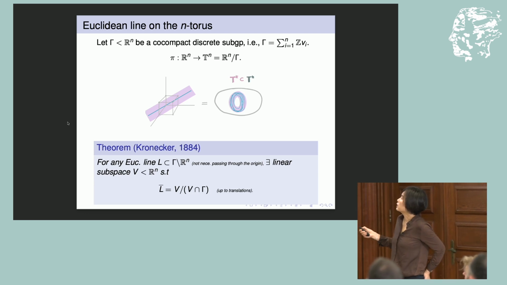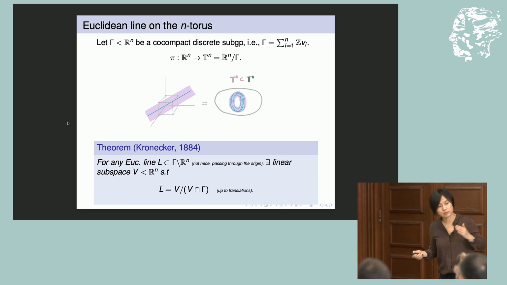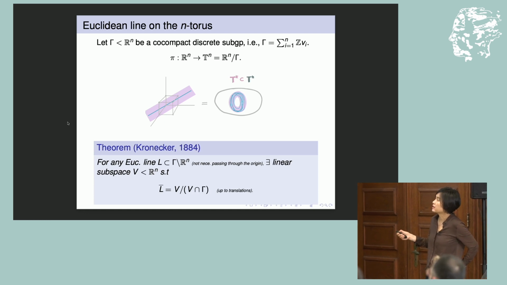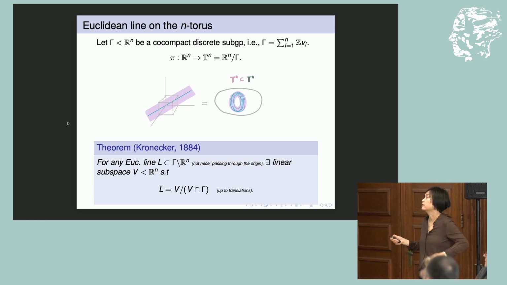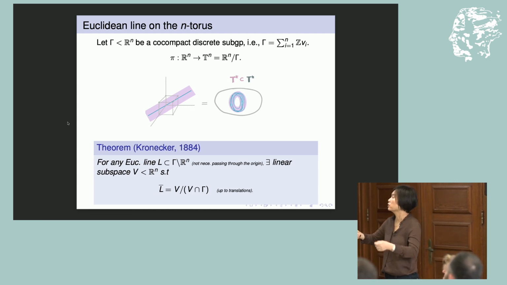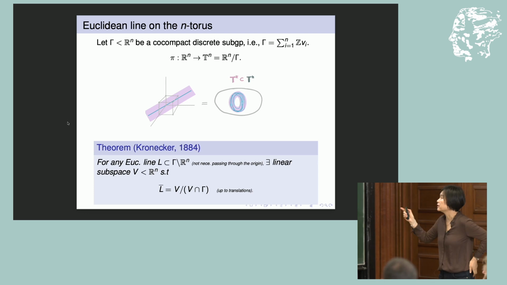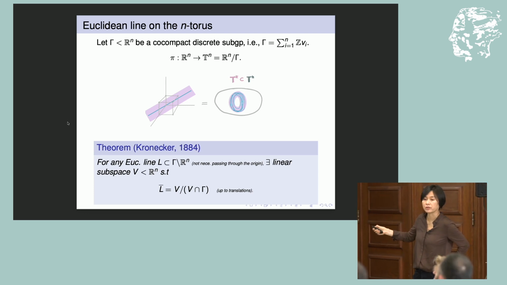In fact, we don't have to insist that this Euclidean line passes through the origin. We can also consider a line which does not pass through the origin, an affine line. In that case, we have to allow translations in our answer. So if you allow Euclidean lines which are not necessarily passing through the origin, then in the answer we have to add this up to translations.